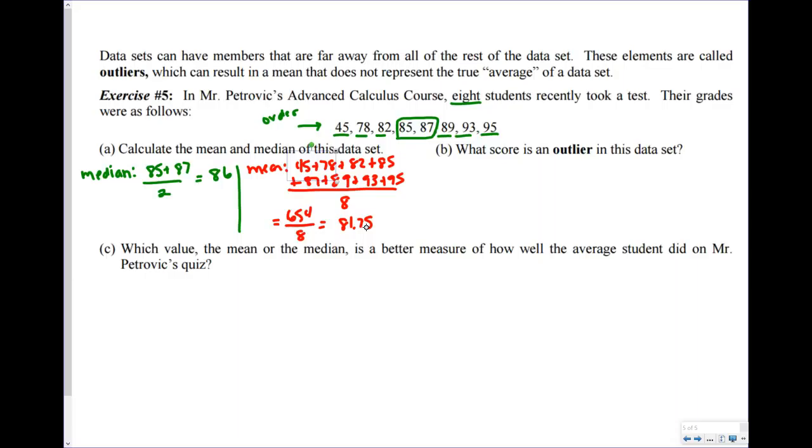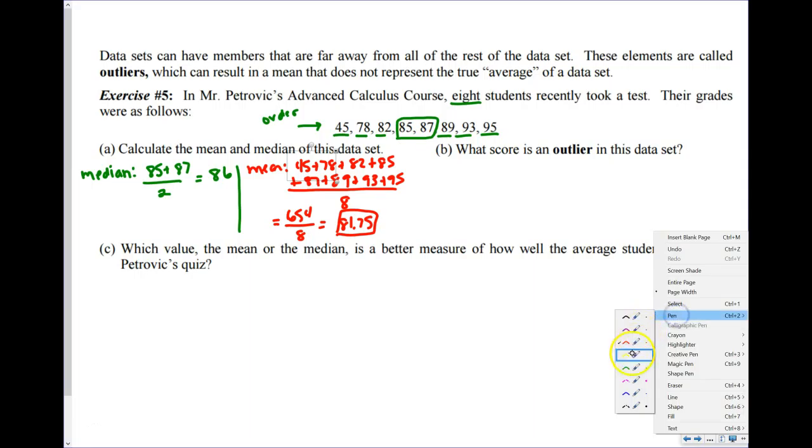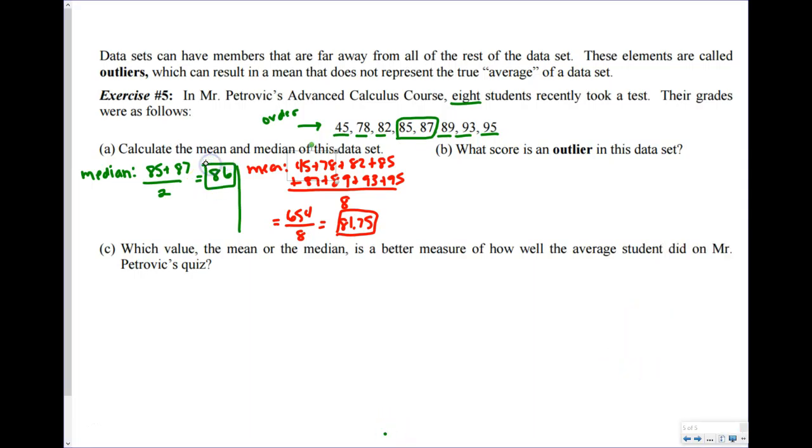Okay? So usually the mean and the median should be pretty close together, right? But notice that 81.75 is way far off from the median of 86. That's a big difference between those two numbers. So what is causing that problem? This number right here. This 45 is an outlier. Every student scored almost an 80 to a 90 on this test, except for this guy who scored a 45. That is a big problem, right?